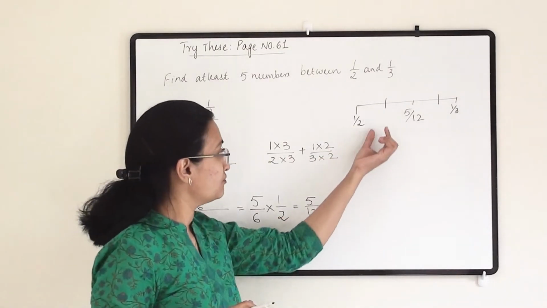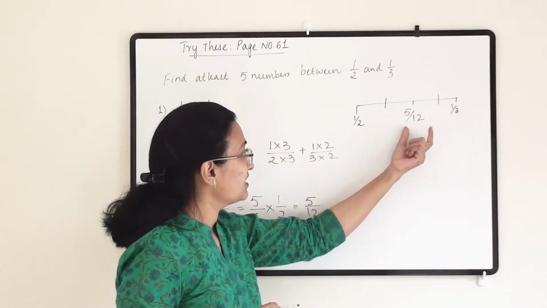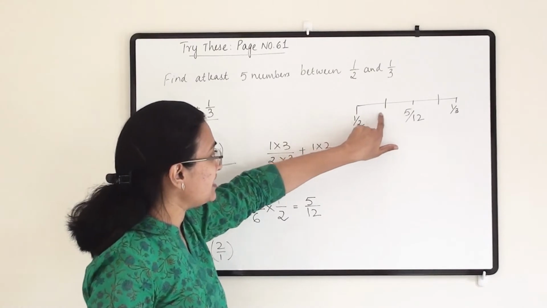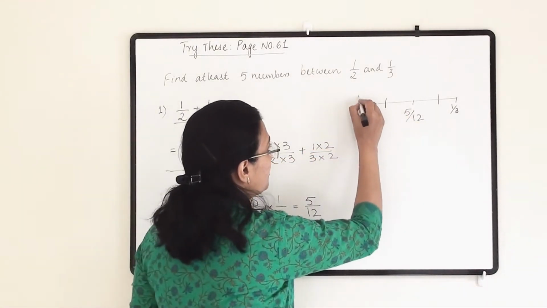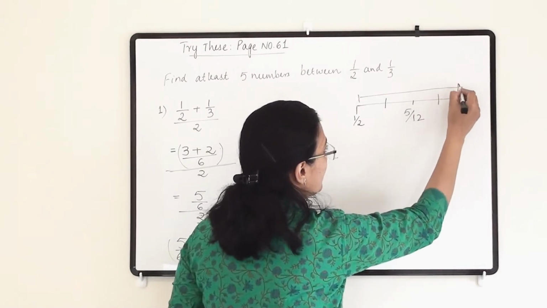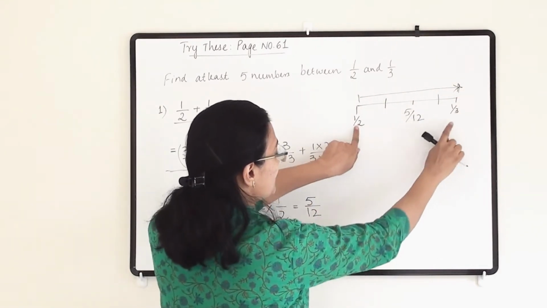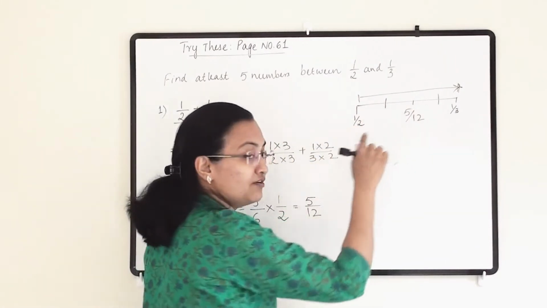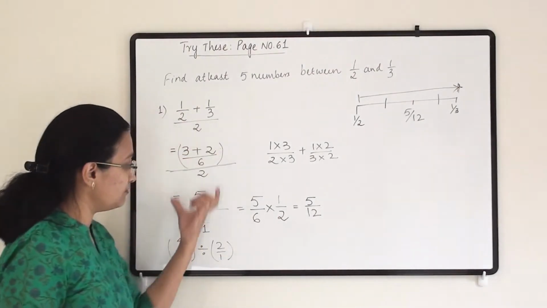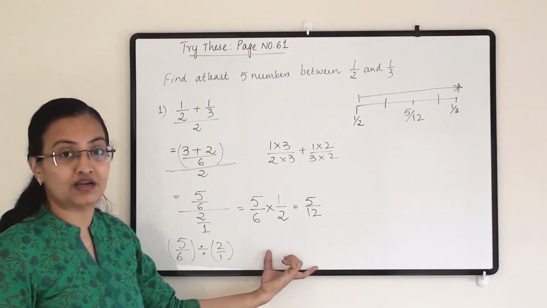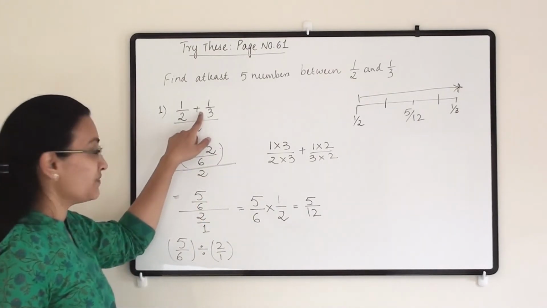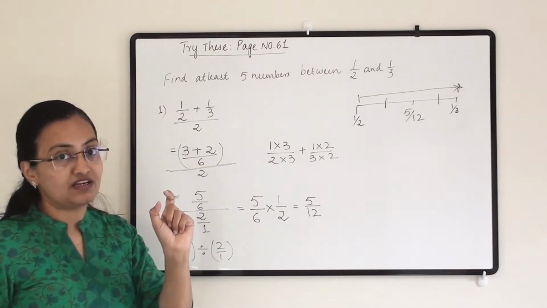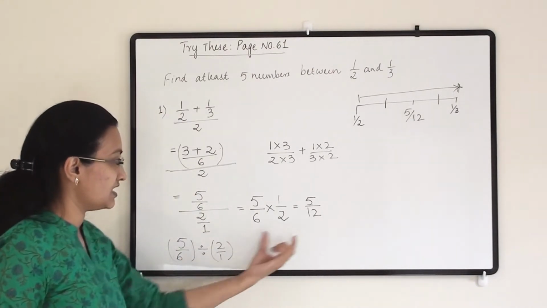So as per our wish, first we will find the number between these two, then we will find the number between these two. Whenever we are finding any number in this line, from here till here, that means we are finding numbers between 1 by 2 and 1 by 3. Any number you can find via average. And what is the way to find the average? Take those two numbers, add them and divide by 2. You have to solve it like this and you will get the number.